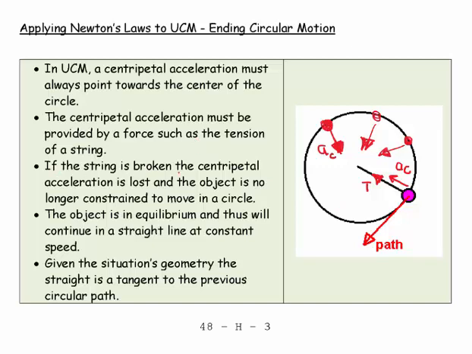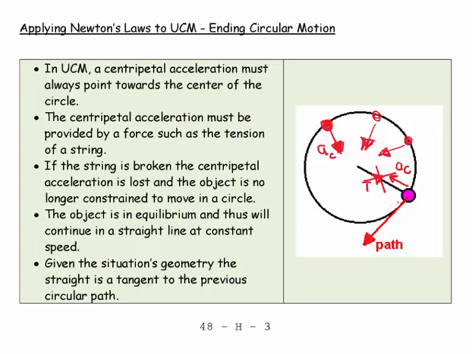Interesting point. If the string is broken, the centripetal acceleration is lost and the object is no longer constrained to move in a circle. So if I break the string, then what will happen? The object is in equilibrium and thus will continue in a straight line. Remember, this object wants to travel in a straight line obeying Newton's laws.